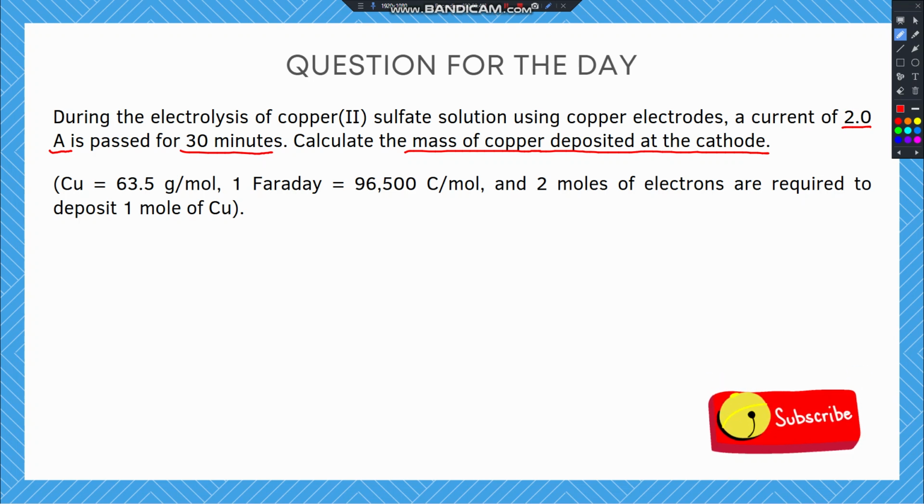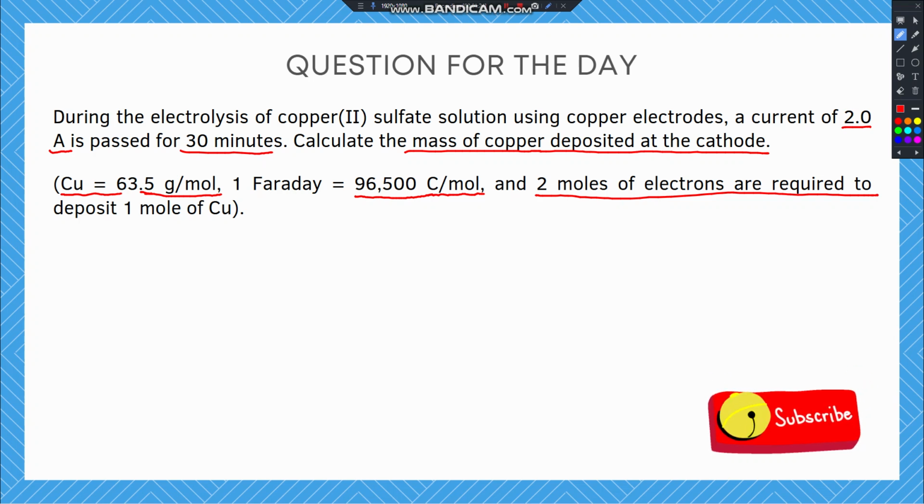And they've given us some bits and pieces of information that I'll be needing in the process of solving this question. The first thing they told us is the relative atomic mass of copper, which is 63.5 grams per mole. And then the next thing they told us is Faraday's constant, which states that 96,500 coulombs are required to move 1 mole of electrons. And then they told us that 2 moles of electrons are required to deposit 1 mole of copper. So let's go ahead and solve this question step by step.